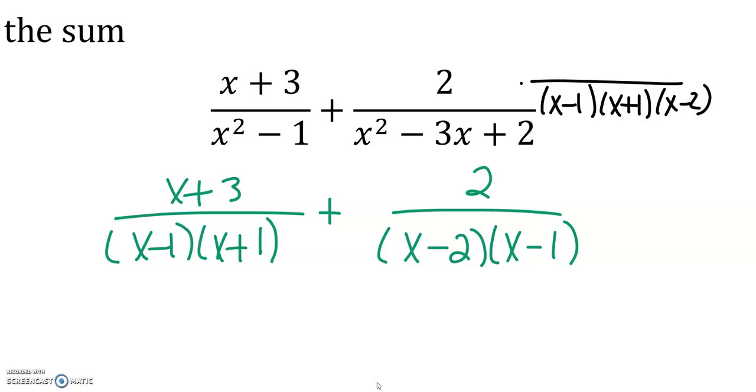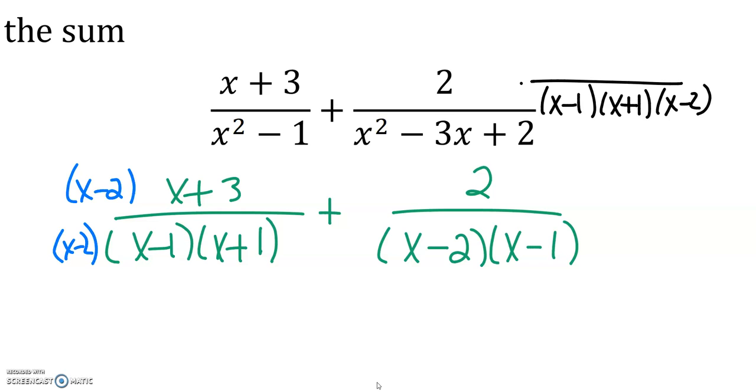So let's look at this first fraction. What do we need to multiply the top and bottom by? We could even look at this one since it's factored. What do we need to multiply top and bottom by to get it to our least common denominator? Well, the only thing it's missing is the x minus 2, right? So we need to multiply the top and bottom by x minus 2.